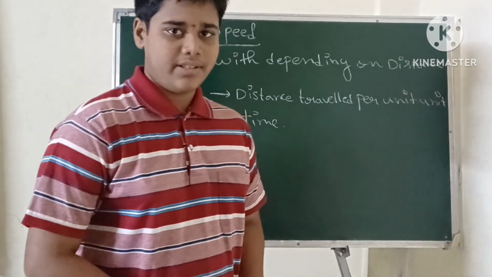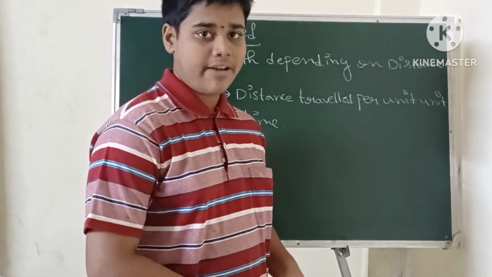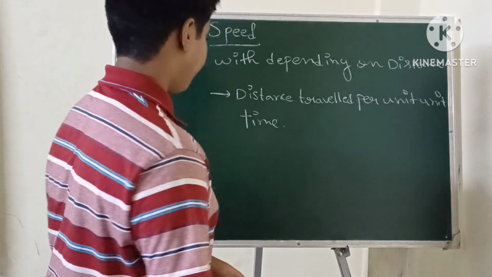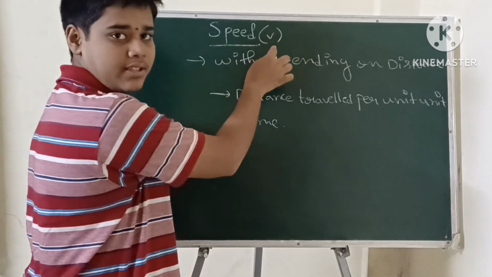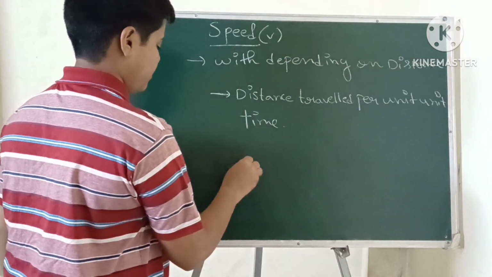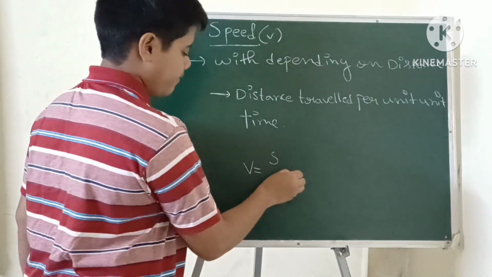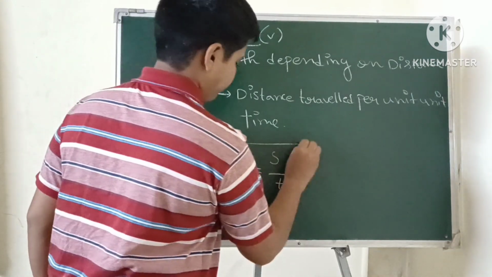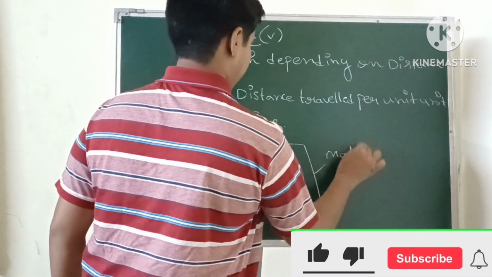Speed is depending on distance, and speed is defined as distance traveled per unit time. Speed is represented with V. So speed is calculated as V equals distance S by time. So this is the mathematical formula.